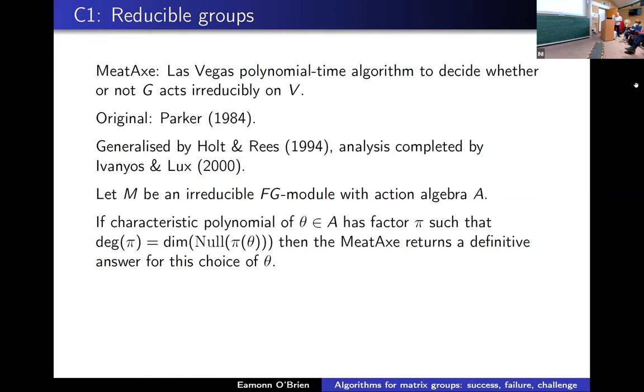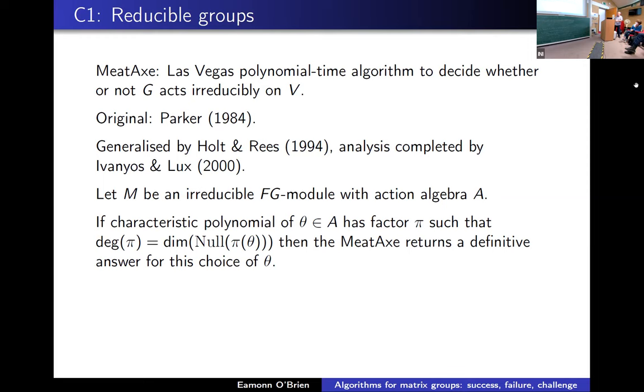So the MeatAxe variously is described as Las Vegas or Monte Carlo. We can never quite reach a conclusion on that matter. Despite the authors of it being present in the room, I'm not sure that it's a beneficial discussion to have at the moment. But if we do find such an element, then we get a definitive answer.